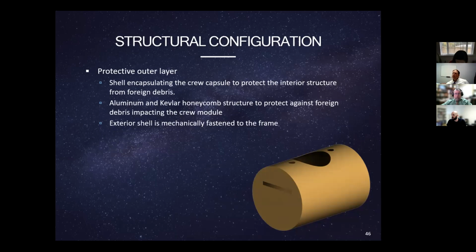The outer shell encapsulates the frame and skin. The outer shell is made out of Kevlar and reinforced with aluminum. The exterior shell is then mechanically fastened to the frame. Next slide, please.